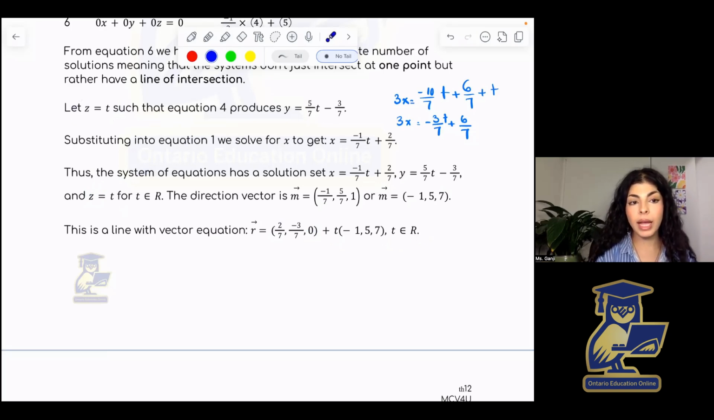Because keep in mind here, when I let z be equal to t, I didn't specify what t is. T can be any real number here, and this will hold true. And again, remember we have infinitely many solutions on the line of intersection. And so that is our completed solution for this question.